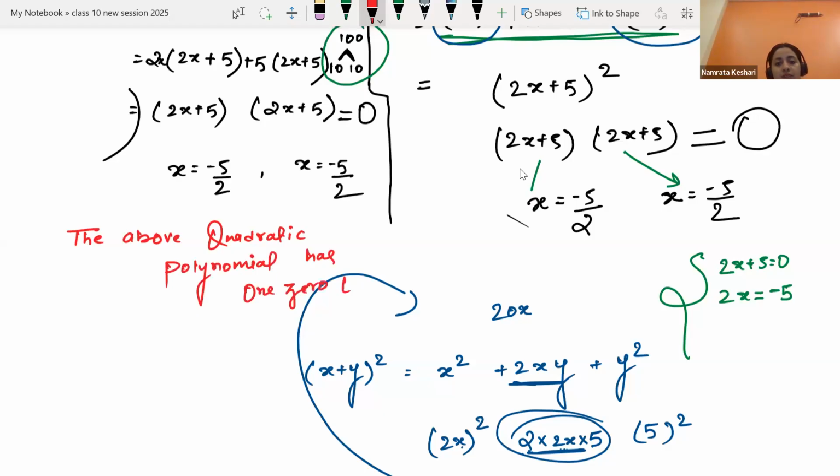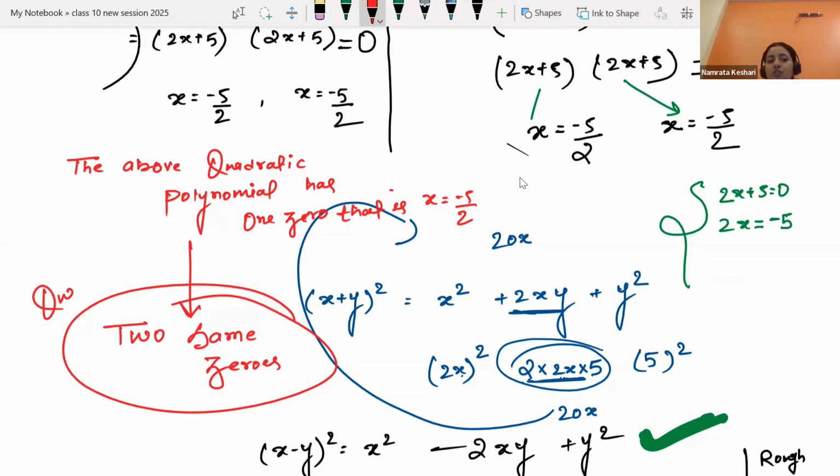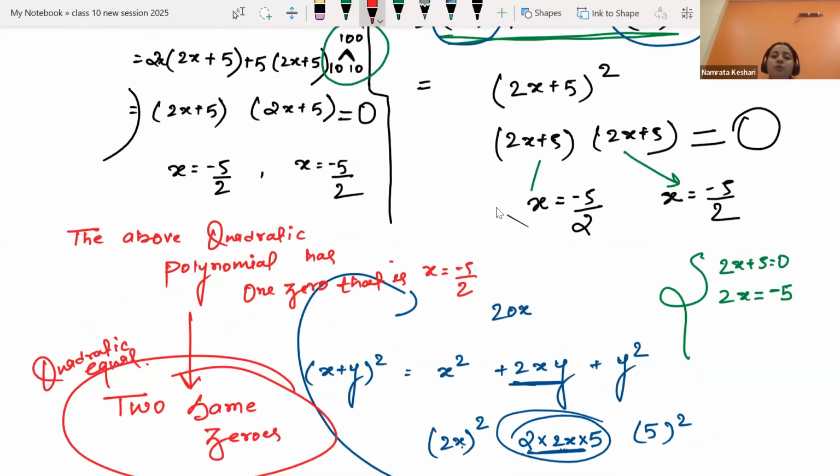That is x equals negative 5 by 2. In the quadratic equation chapter, I'll be teaching you this concept again, and there you will be saying that here you are having two same zeros. Yes or no? Yes, ma'am. Okay, so this one we will be using in the quadratic equation chapter. Here we can see that two zeros we have got, that's fine, but both are the same. So we will be treating it as 1 zero.